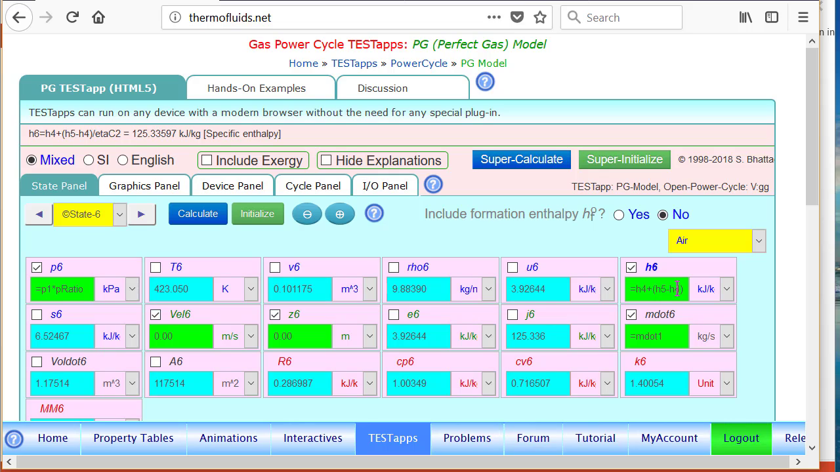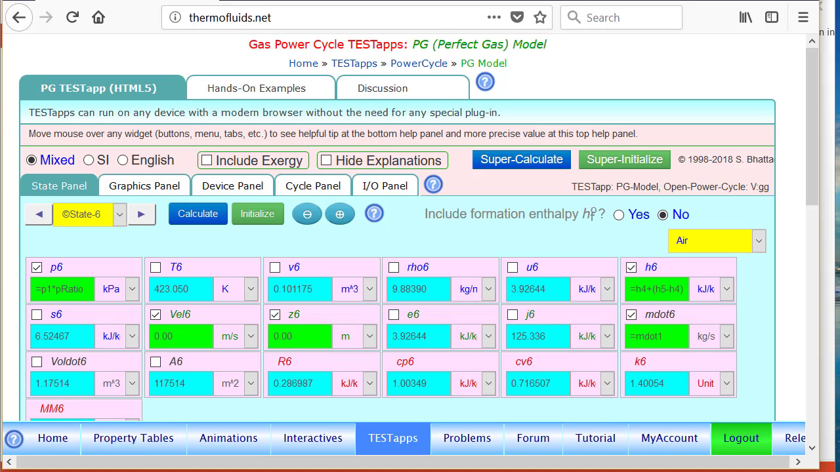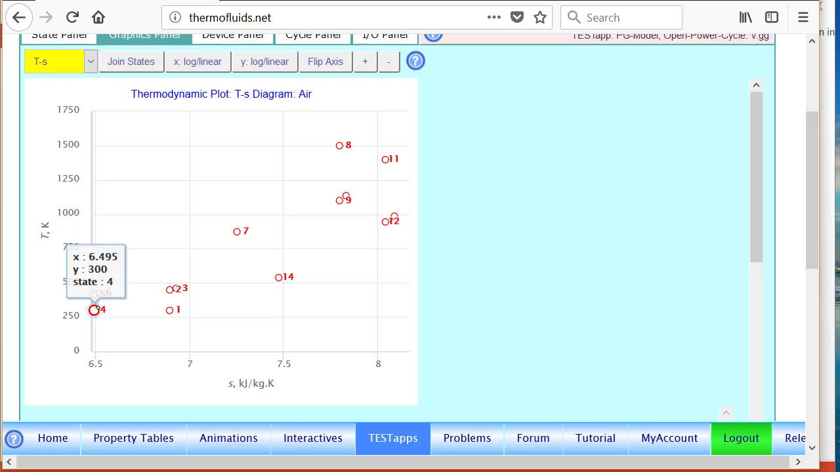Well, after that, after the second compressor, as you can see, the problem becomes the same as before. After the second compressor, we go into the regenerator, and the rest of the problem is exactly identical to what we have done in the previous solution. So I'll just stop looking at all the other states. You can go to the graphics panel and realize that the only thing we have done is split the compressor into two parts.